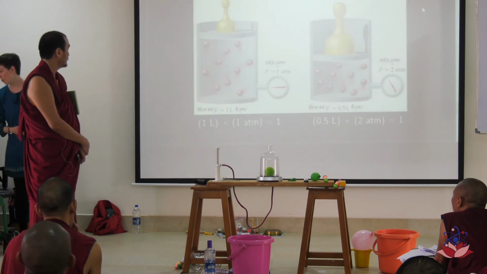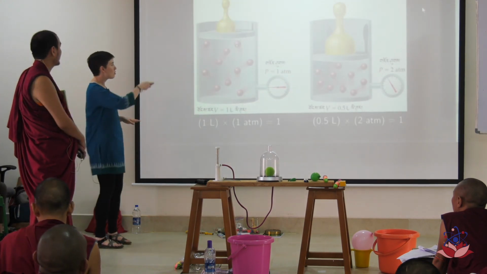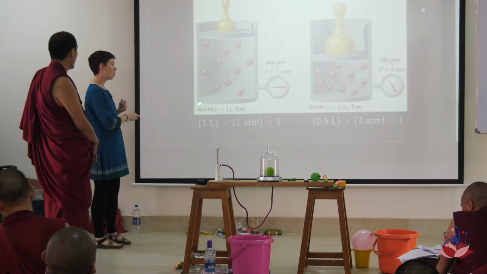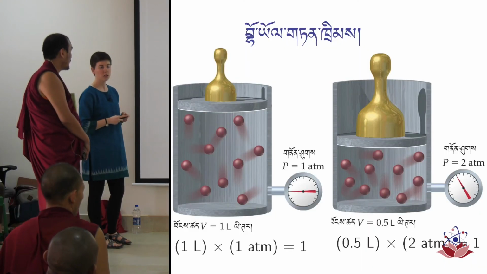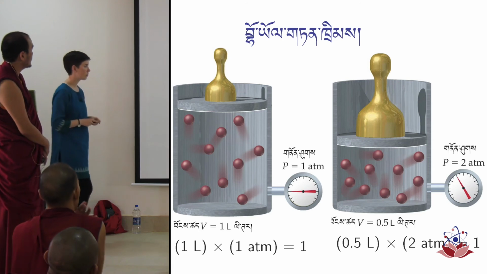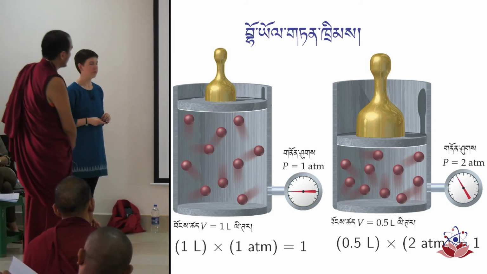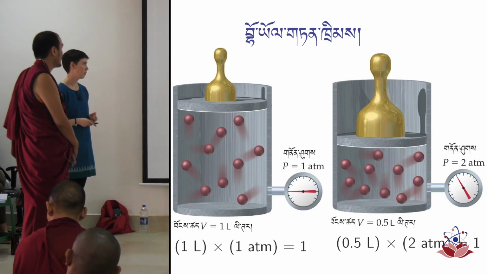So to give an example with numbers, this first situation has a pressure of 1 atmosphere, a volume of 1 liter.